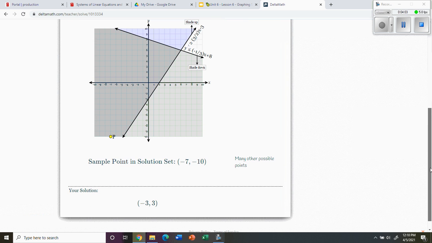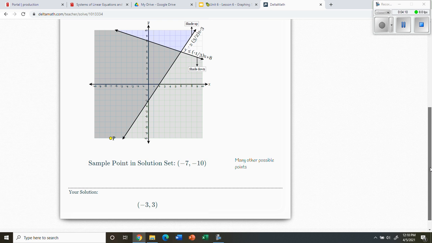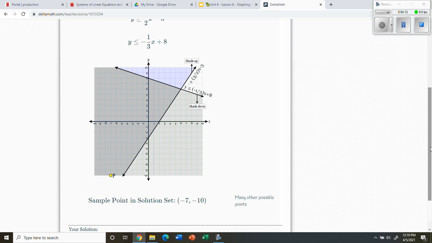The coordinate point that I chose that is in that solution will be different from whatever you choose. But as long as it's in that solution set, then it will be correct. So notice that they chose negative 7, negative 10. That point right there is in that solution set, so their answer would be right. You may have chosen, let's say, 1, 3. That's also in the solution set, so that would be accepted as correct.